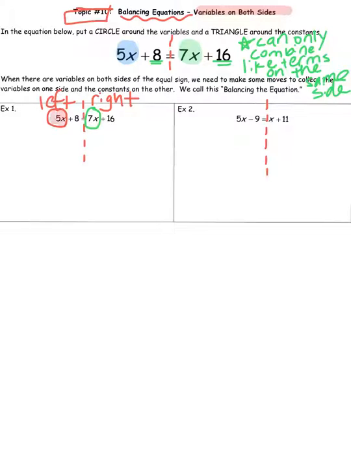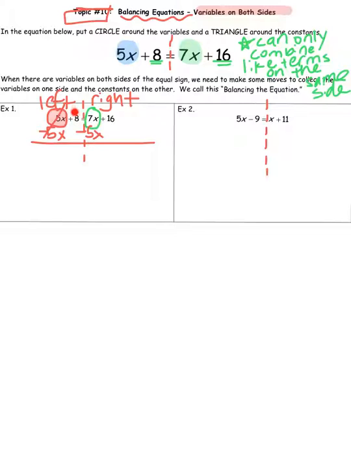So we have a 5x and we have a 7x. And now the 5x is smaller. So I'm going to pick on the smaller of the two, and I'm going to take that 5x, and to get rid of it, I'm going to subtract it from the left. Look how it crosses out. And I have to keep my equation balanced, so I'm also going to subtract it from the right. And now I'm going to rewrite my equation.